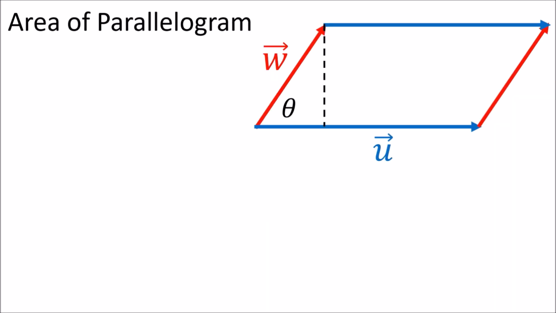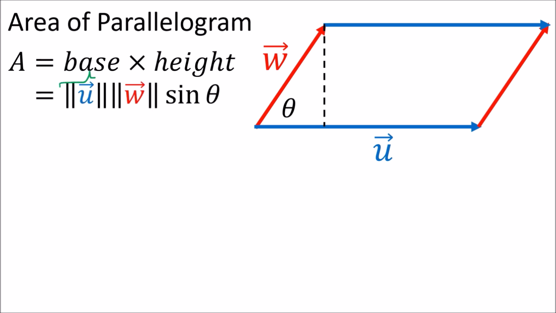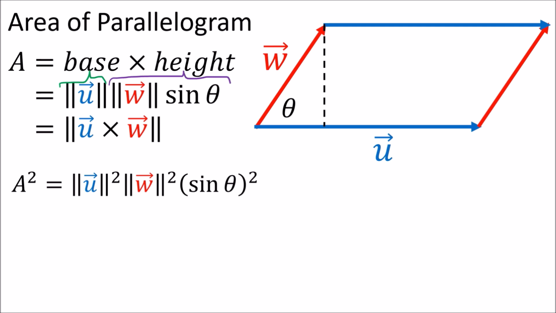When we first learn the area of a parallelogram, we're usually taught that it's base times height, or in other words, the length of U, which is the base, times the length of W times sine theta, which is the height. This is also the same thing as the magnitude of the cross product of U and W. If we were to take the square of this area formula, we'd get the magnitude of U squared times the magnitude of W squared times sine squared.